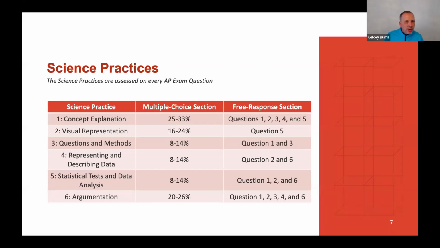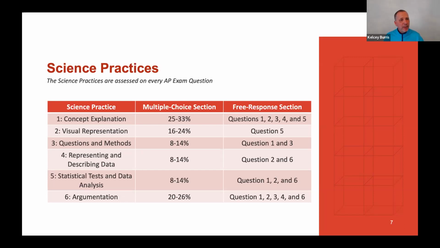All right, so it's asking you content. Science practice 2 is visual representation. So you're going to use a representation, a model, a figure, a diagram, a picture, or something to show what you know. And that's about 16 to 24% of the multiple choice section. And free response question number 5 really focuses on science practice 2. Science practice 3 is questions and methods, and that's literally experimental design. So we're talking about everything from experimental variables such as independent variables. That's about 8 to 14%. Questions 1 and 3 on the FRQ.